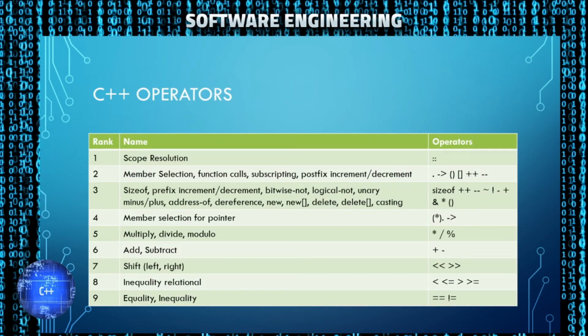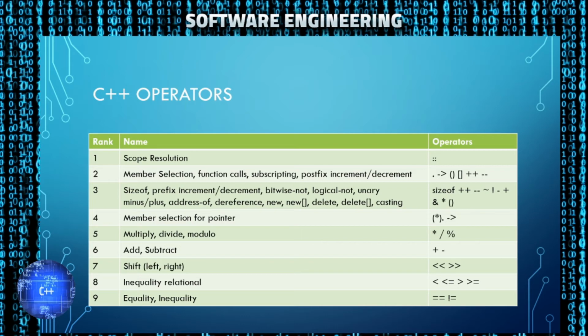C++ has a bunch of different operators, and they all have a specific precedence. So here we have this table. It's actually going to continue on to the next slide that describes the precedence and what the operators actually do. So scope resolution is the highest precedence.